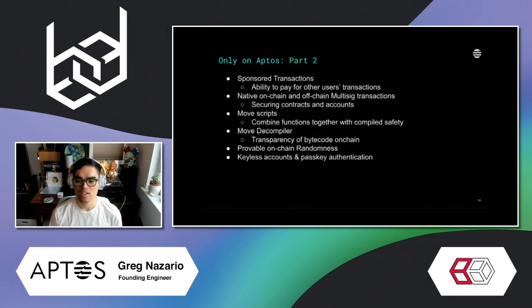We also have sponsored transactions, the ability to sponsor another person's transaction. Makes it really easy to be able to pay for what people often call gasless transactions. On-chain and off-chain multisig, we have the flexibility there to allow you to do both. They're both native, and it's great for securing contracts like DeFi and other things.